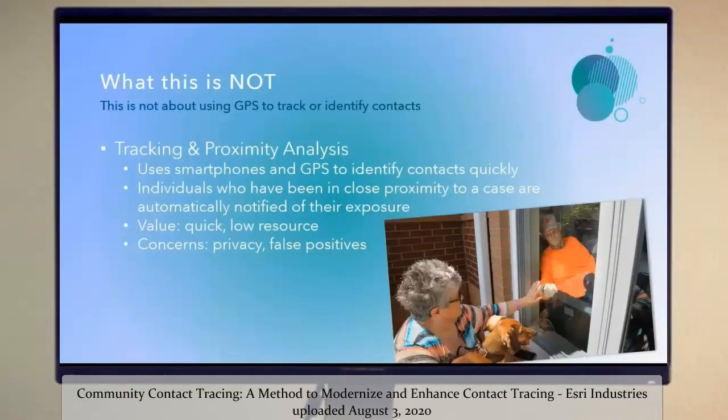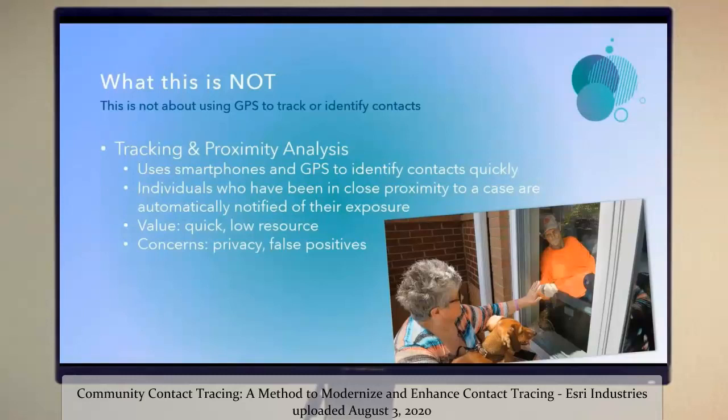Before I start moving into the steps for community contact tracing, I did want to spend a few minutes clarifying what this approach is not. Community contact tracing is not about using GPS on your smartphones to track individual movements and then automatically notify people if they've been in close proximity to a case. Some governments have done this successfully, and it certainly can lead to quick identification of contacts and the use of fewer human resources to get that work done. But many countries may not find the idea of tracking acceptable even under these extraordinary conditions.